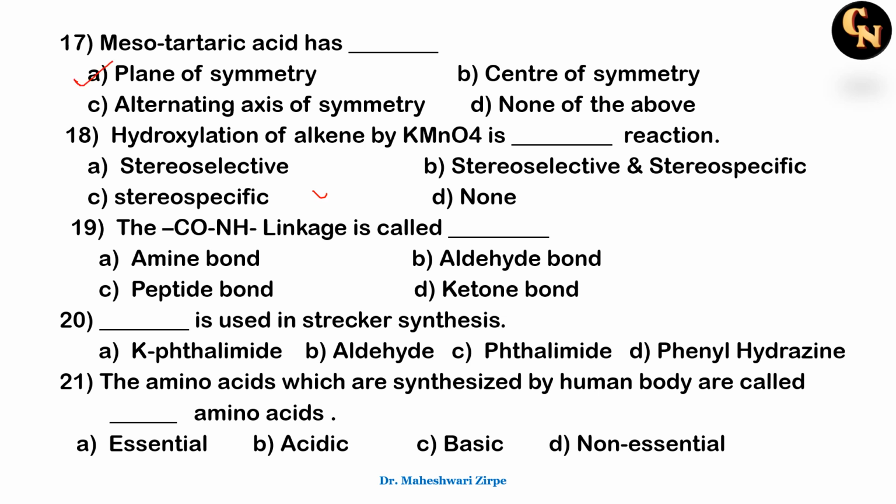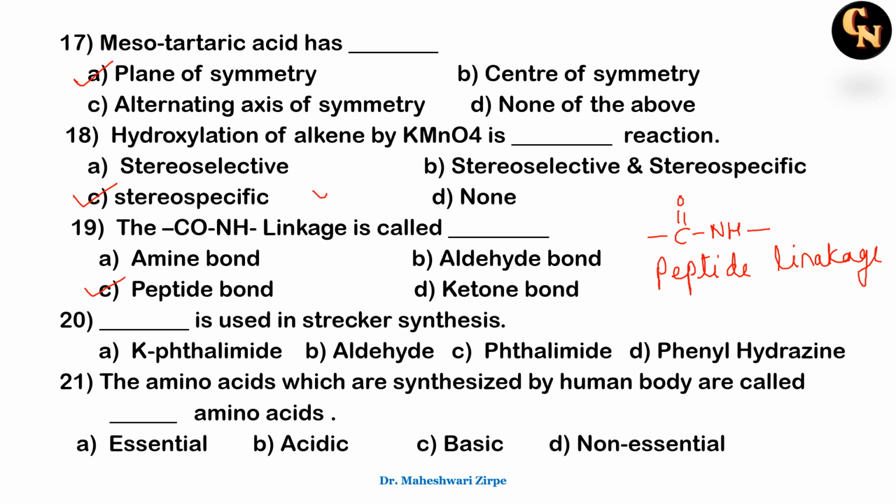Then next is hydroxylation of alkene by OsO4 is a dash reaction. So alkenes, basically cis and trans alkene, when reacted with OsO4 are going to give you different products. So it is stereospecific. Next is 19th one, the dash CONH linkage is called dash. So carbonyl and NH group, that is known as amide, which is also called peptide linkage. These are called peptide linkages which are formed during polymerization reactions. Okay, so your option C is correct.